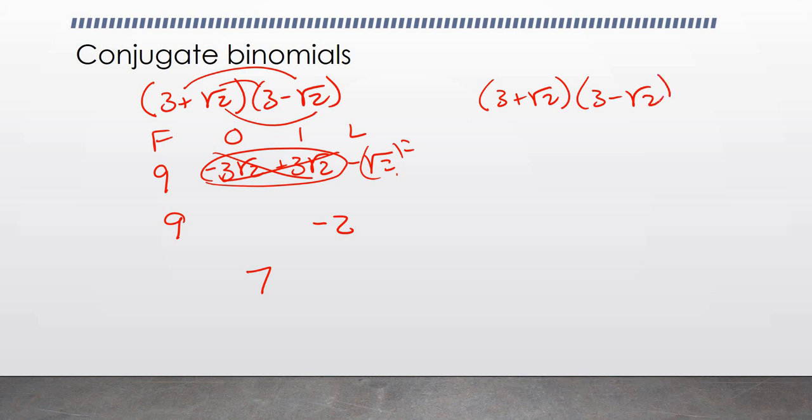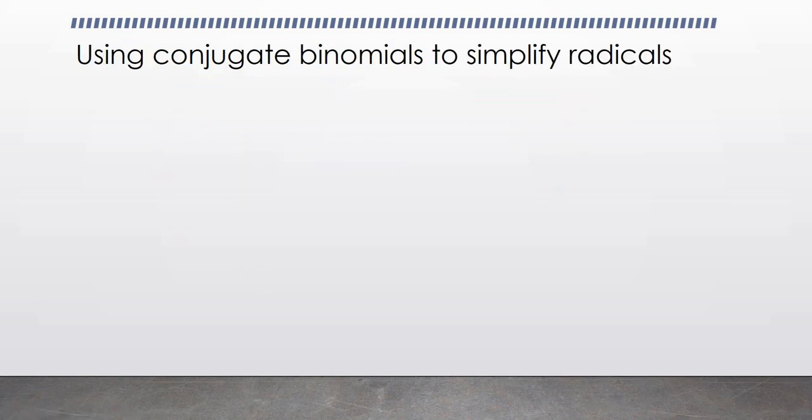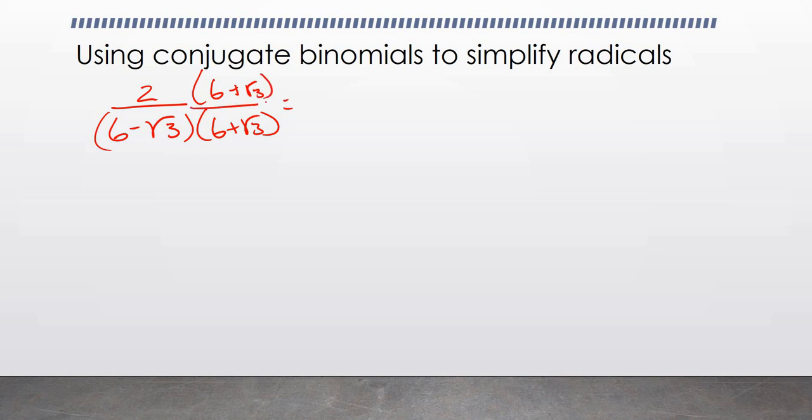Now you can use the special pattern. You don't have to FOIL it if you remember this. The special pattern for conjugates is square the first, square the last, and we're done, because the OI always will cancel. So I'm going to use this to simplify more complex radicals. So if I have 2 divided by 6 minus root 3, I can't just multiply by root 3 to simplify. I need to multiply by the conjugate, top and bottom.